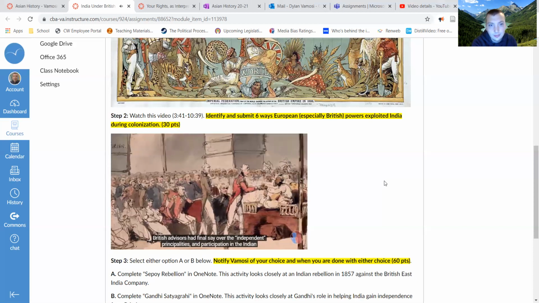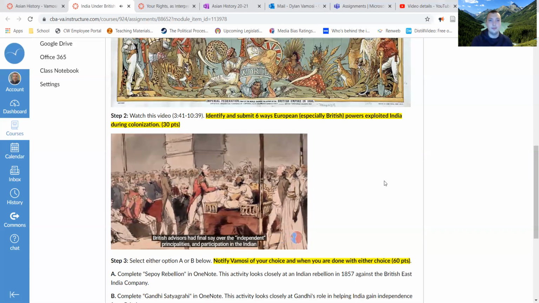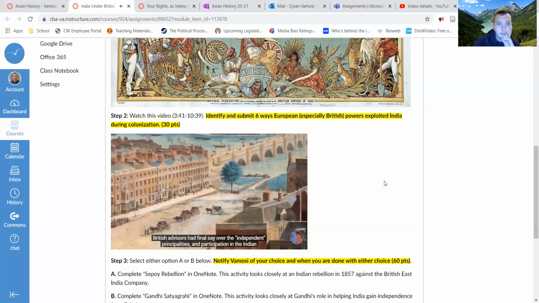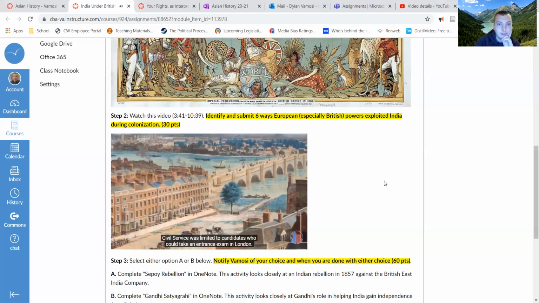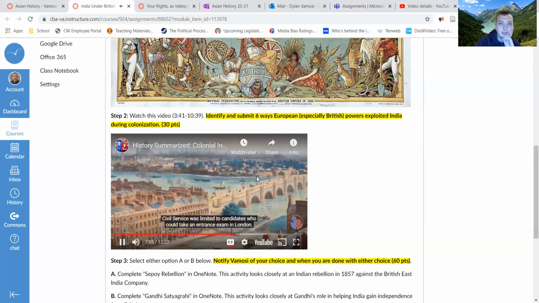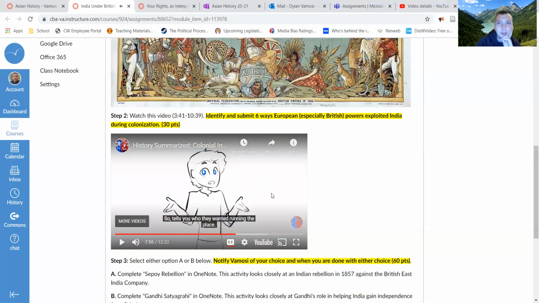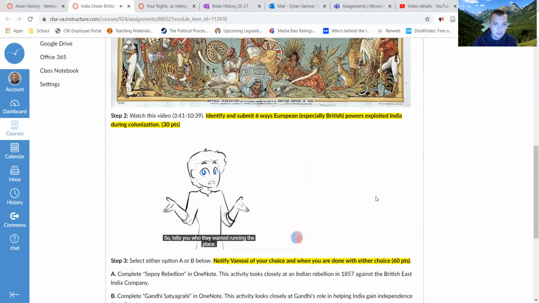British advisors had final say over the independent principalities, and participation in the Indian civil service was limited to candidates who could take an entrance exam in London. So native Indians in India having a say over their land would have had to go through British filters to have access to the civil service jobs that would make those decisions. It tells you a little bit about who they wanted running the place.